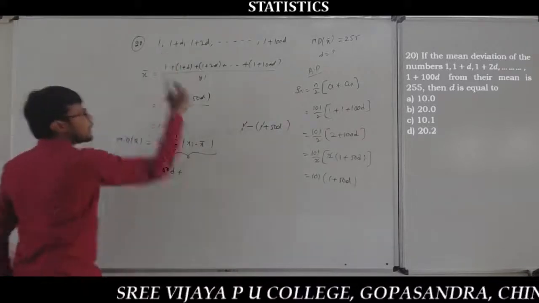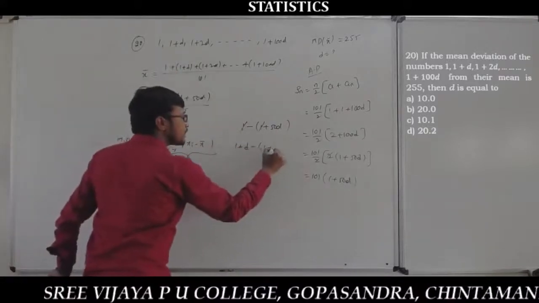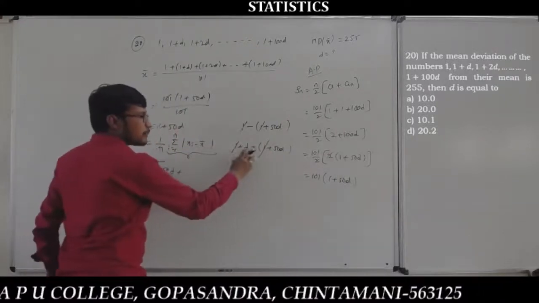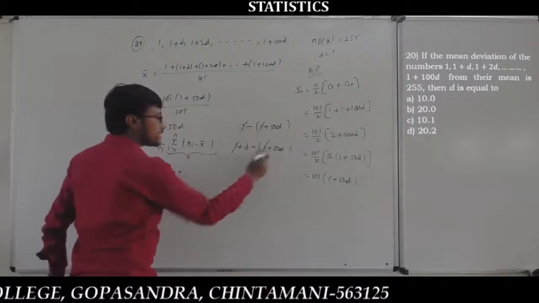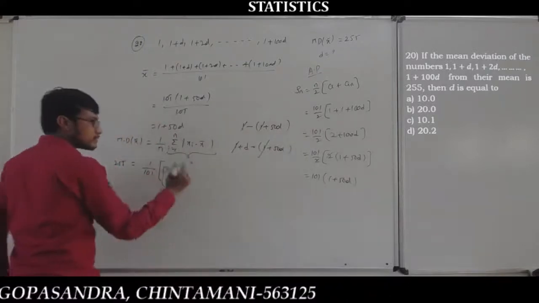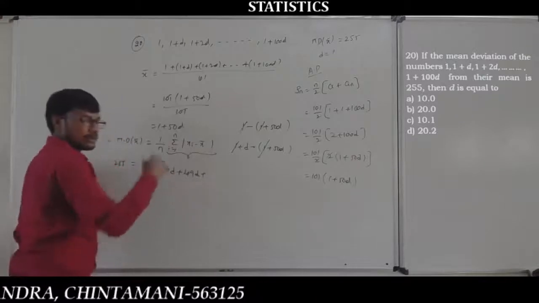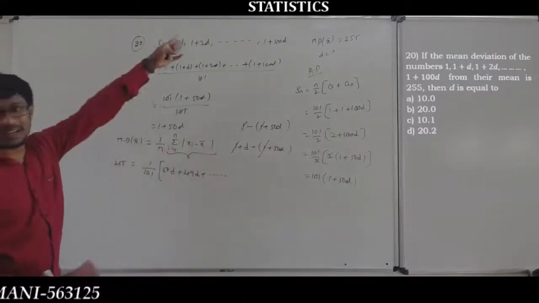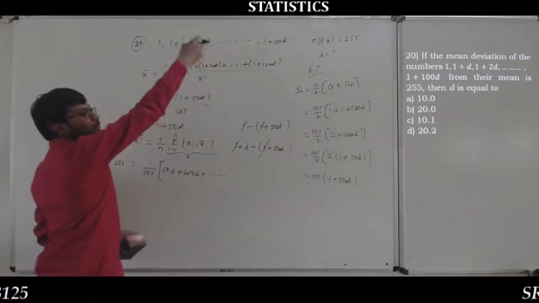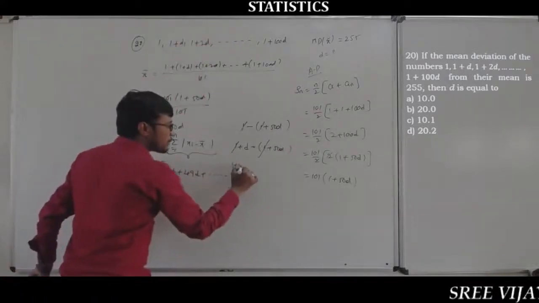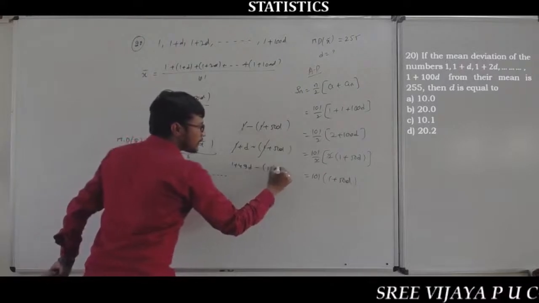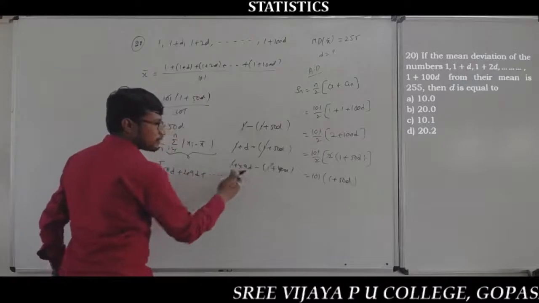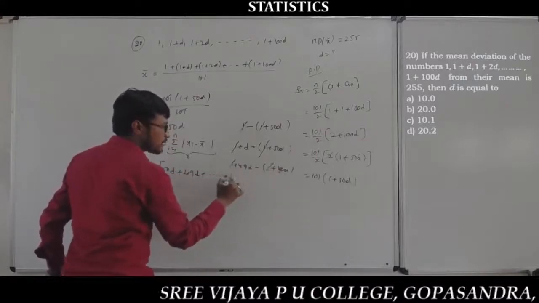Next value, 1 plus d minus of 1 plus 50d. So 1 minus 1 cancels, d minus 50d is minus 49d. Since it is modulus, we take plus 49d. So it will continue. 1 plus 49d minus of 1 plus 50d, observation minus mean, 1 minus 1 cancels, 49 minus 50 is minus, but it is a plus.